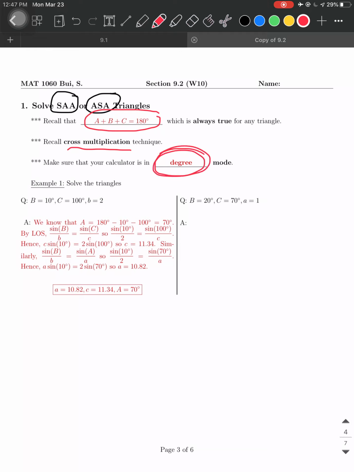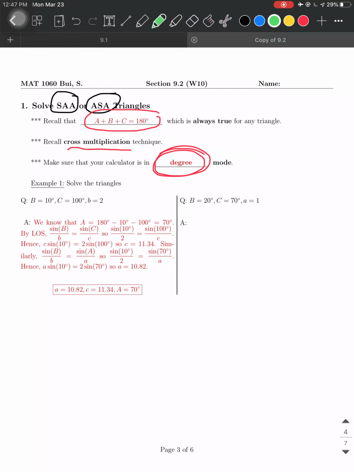If it were in radians, you'd be screwed, because each of our angle measures here is in degrees, right? So make sure your calculator is in degree mode. Don't set it up in radian. Watch out for it. Okay, let's talk about the first problem here.